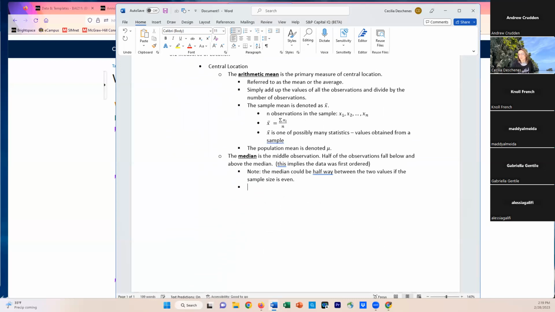And it is also called the 50th percentile, which we talked about already. And we also talked last week about it being the second quartile.